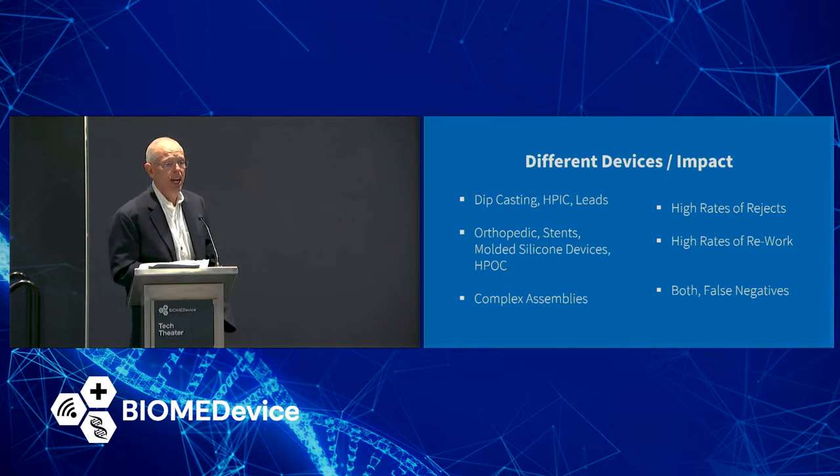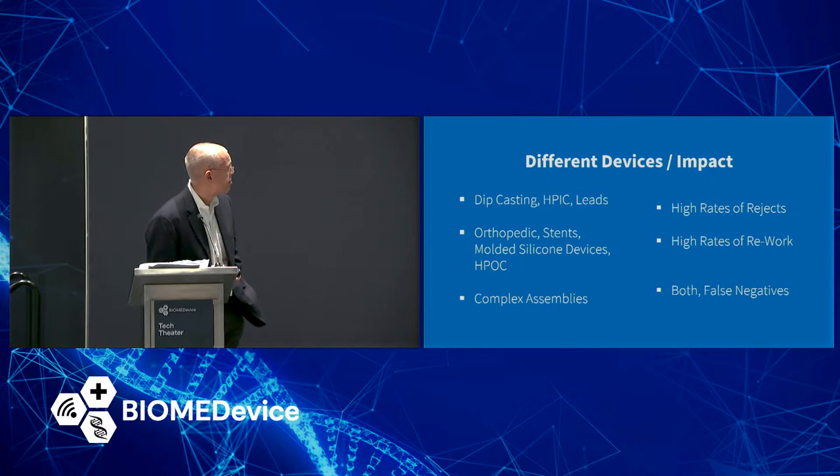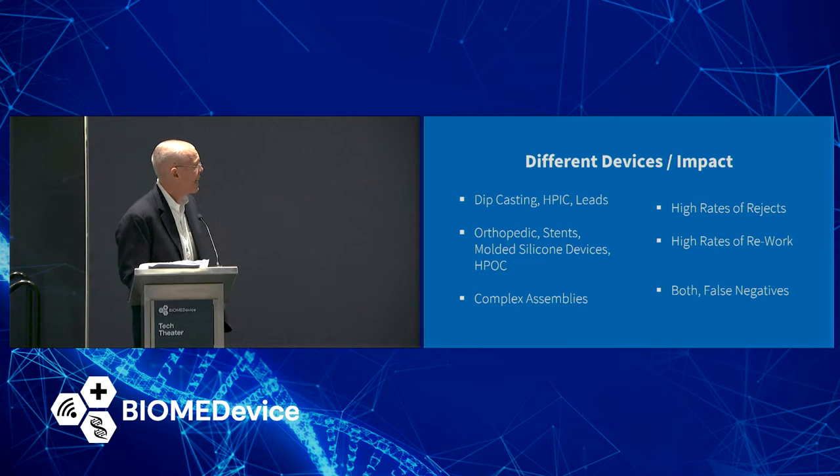There are different processes, some of which are more prone to contamination. Obviously, dip casting, lubricious coating, anything with silicones, leads are probably a great example, are subject to FM just because the materials are a magnet for FM. And those typically lead to high rates of rejects. Metallic parts, orthopedic stents, molded silicone devices can be reworked, but it's, again, a cost, and how robust is the inspection. And then complex assemblies, I guess heart valves would be the best example. Almost every heart valve made today involves operators literally tweezing particles and fibers off the device. So obviously, very, very high labor consumption and not very robust.